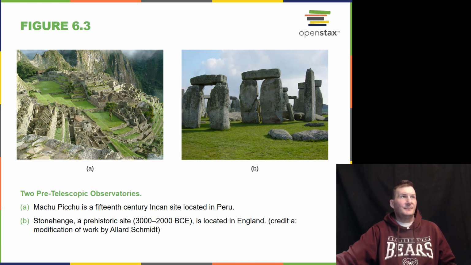We go on to chapter 6, and here we have telescopes. And these are 2 prehistoric telescopic observatories. Machu Picchu in the 15th century Incan site of Peru, and Stonehenge, a prehistoric site in England.